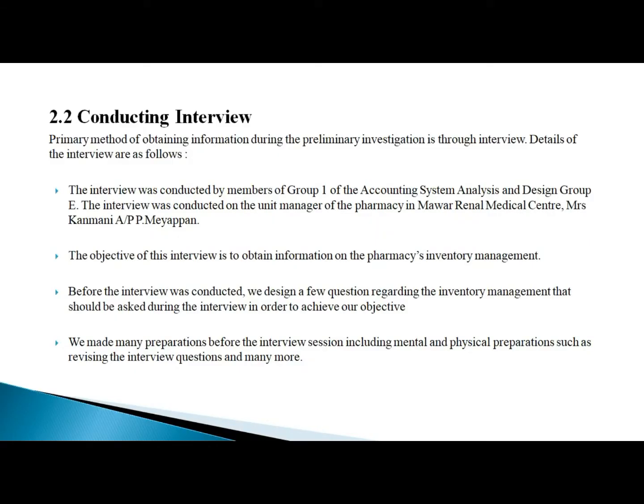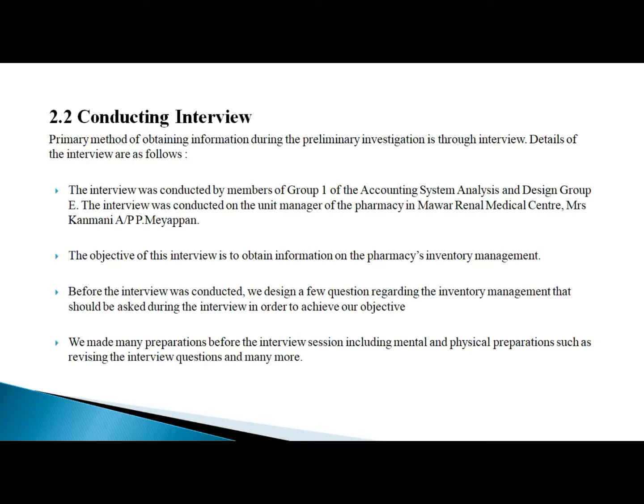2.2 Conducting interview. Before conducting an interview, there are a few steps to be taken into consideration. Firstly, the interview was conducted with the pharmacy unit manager, Mrs. Kanmani Anna Perempuan Mayyapan. The objective of this interview is to obtain information on pharmacy inventory management. Before the interview was conducted, we designed a few questions regarding inventory management that should be asked during the interview in order to achieve our goals.